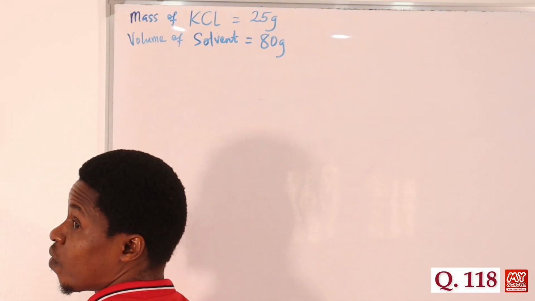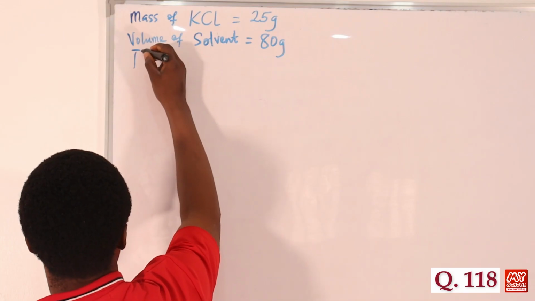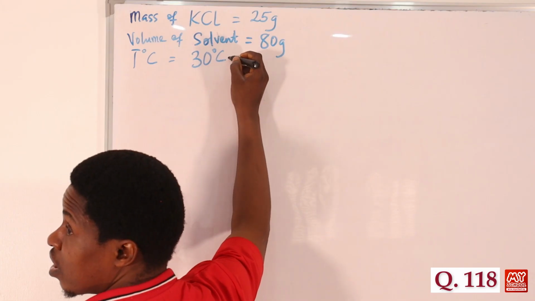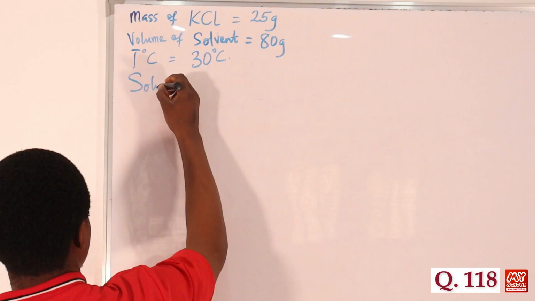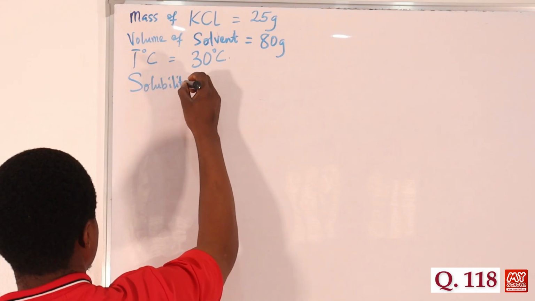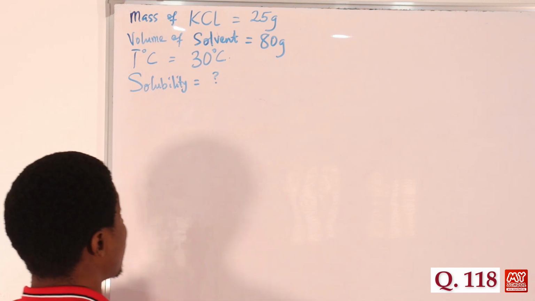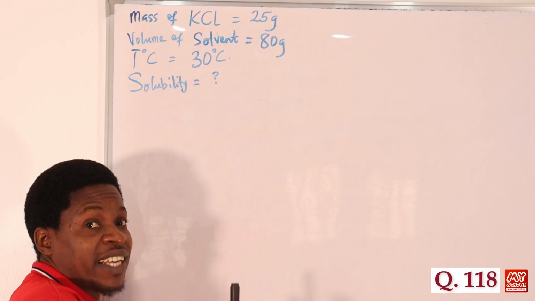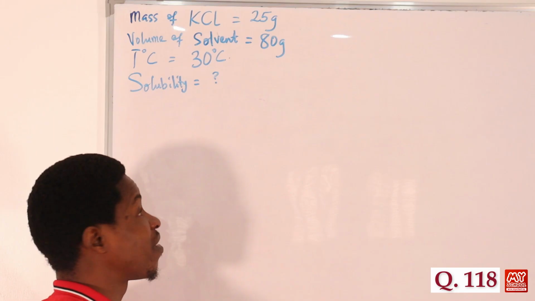Then we're told also that at the temperature of 30 degrees Celsius, calculate the solubility in mole per dm cube. So the solubility in mole per dm cube is the question mark, that's what we want to find. So what is the formula now for solubility? We said it is the number of moles of a particular solute that dissolves in 1 dm cube of the particular solvent.